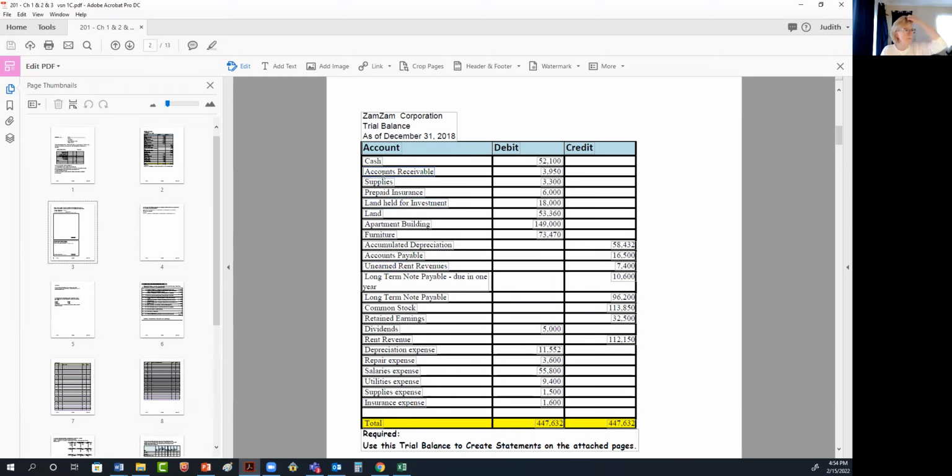So here's your current assets. There wasn't any long-term, here's land, I'm sorry, here's your current asset, here's your long-term investments, here's your property, plant, and equipment, here's your current liabilities, long-term liabilities, common stock, retained earnings, and then dividends, of course, is only on the retained earnings statement, and then there's your income statement accounts, okay?